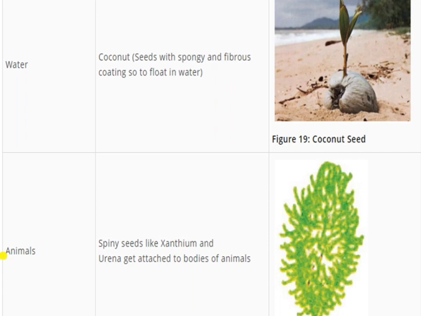Next is dispersal by animals. The dispersal factor is the animal. Like in xanthium, the seeds are spiny with hooks by which they get attached to the fur of animals and get carried to distant places, to different places. That's why they are dispersed. This is how seed dispersal happens in xanthium.